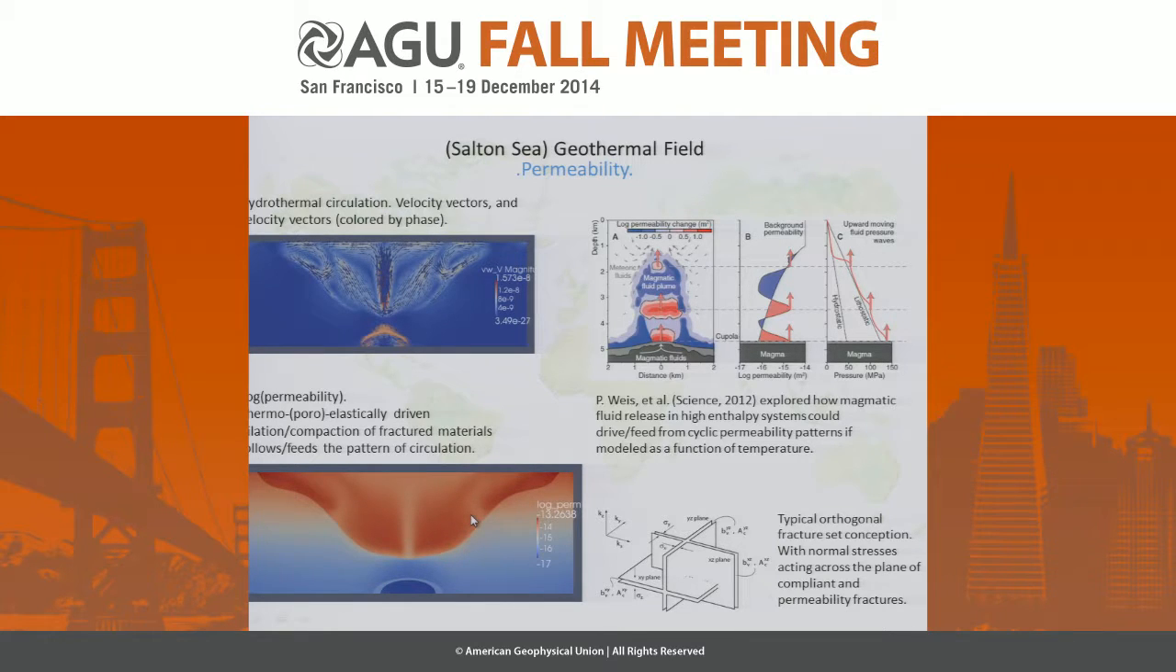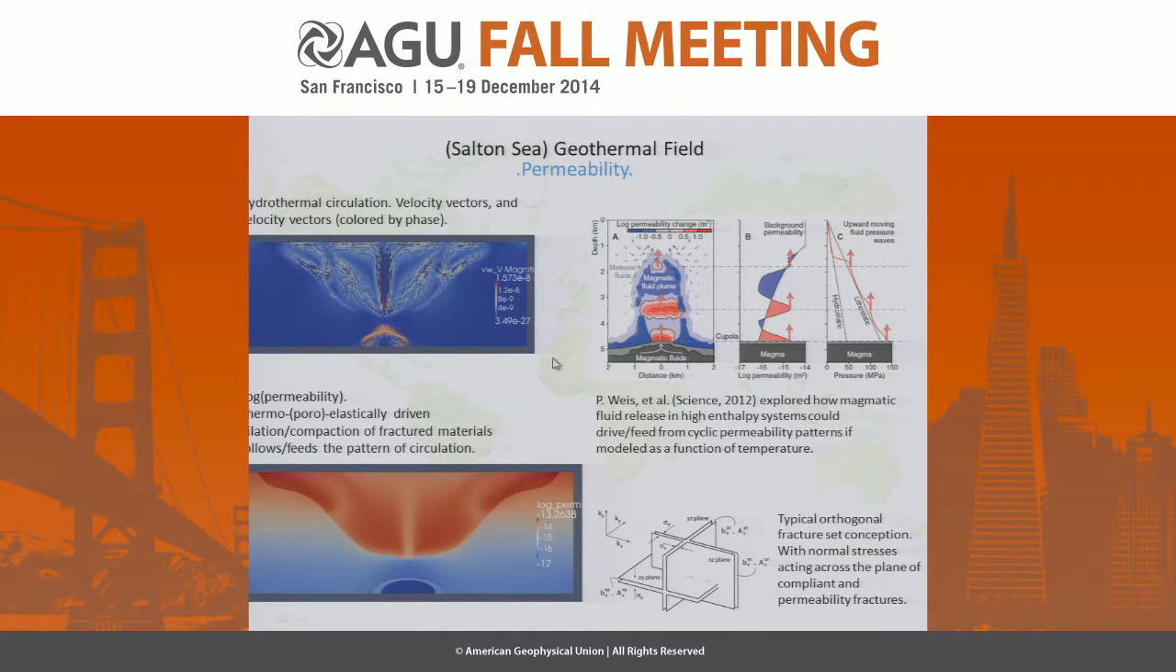So you have what are in effect very large scale permeability circulation patterns that move through the system. In this case, these are thermo-elastically driven permeability, dilation, and compaction of the fracture materials, and it follows the same pattern of circulation as your temperature does.